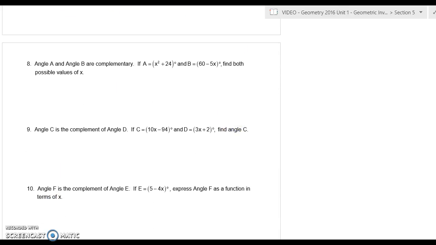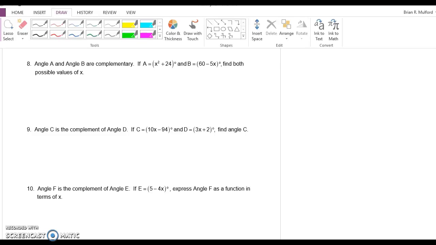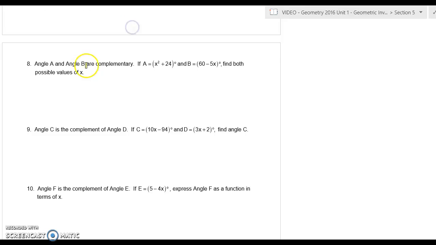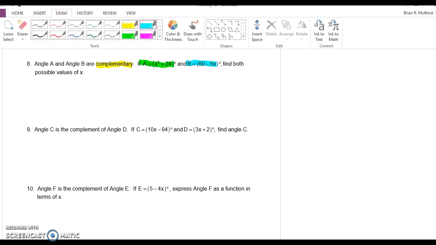And let's pick a couple problems here to do. So number 8, angle A and angle B are complementary angles. So I'm going to highlight the complementary. A is x squared plus 24, and B is 60 minus 5x. Find both possible values of x. So let me highlight A and highlight B.